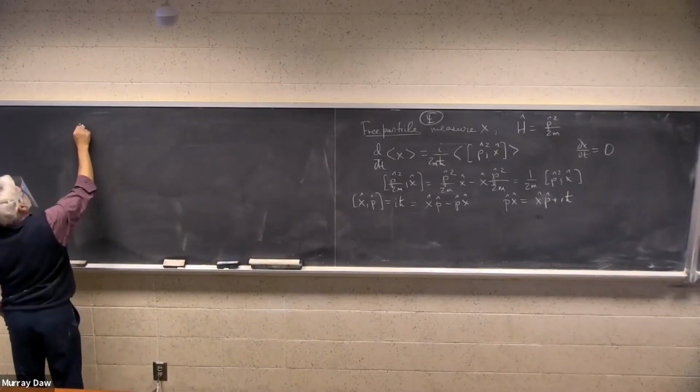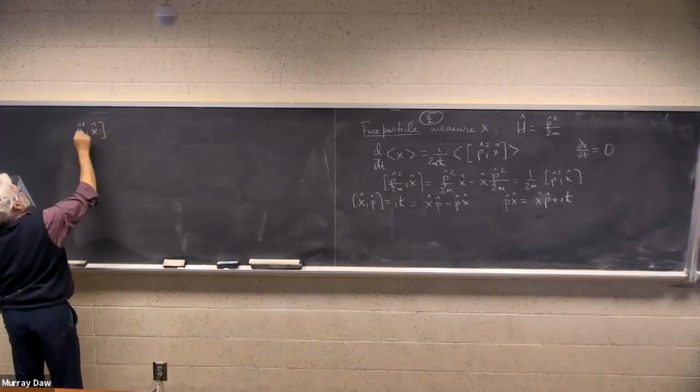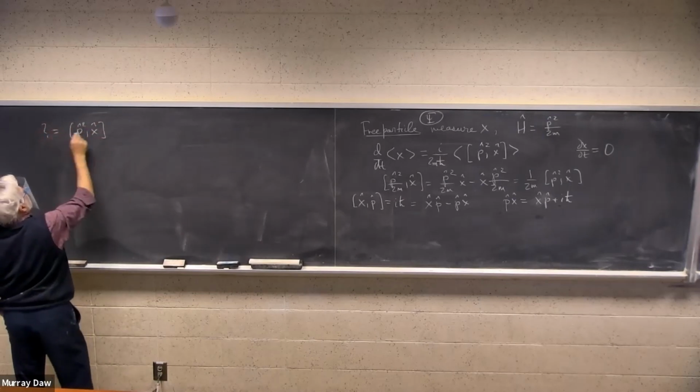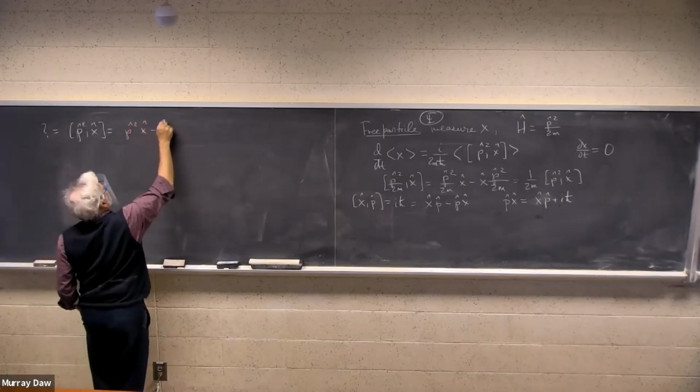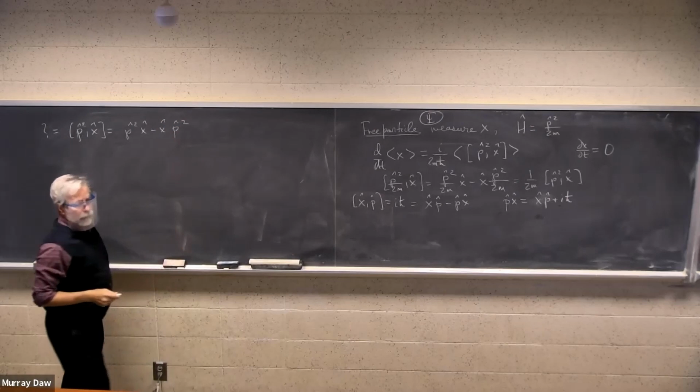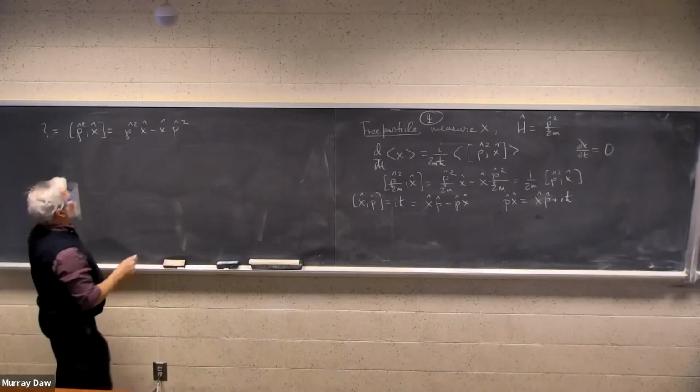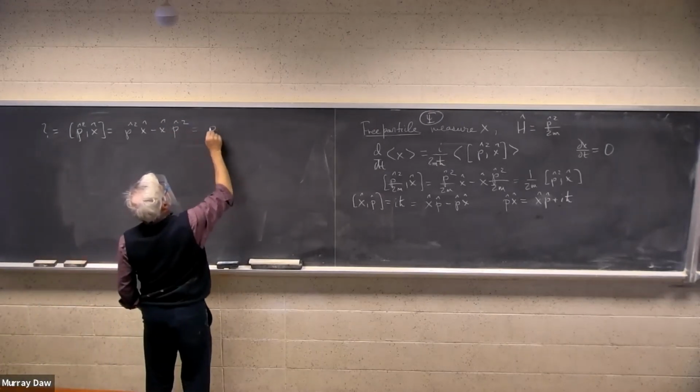So what we want now is p squared x. What is this? This is p squared x. What happens if we flip the order of p squared with x? Well, we can do it in steps. We can do it in stages.